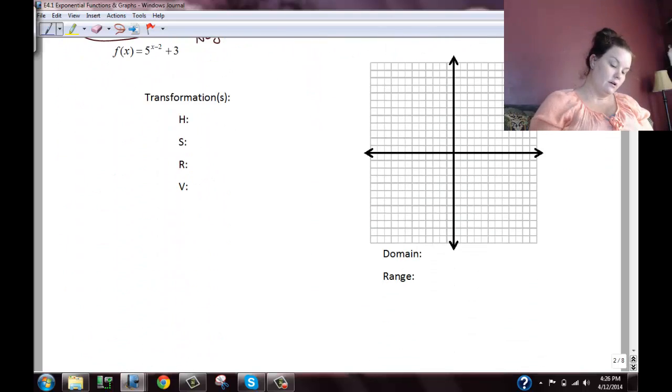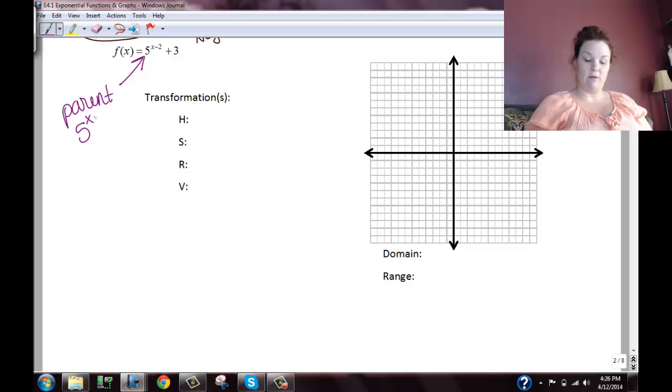Same idea here. First thing I do is identify the parent function. When I identify the parent, all I need to know is what is the base of my exponent. So here this means that my parent function is going to be 5 to the x power. So I'm going to go ahead and go down here and just make an XY table of 5 to the x power.